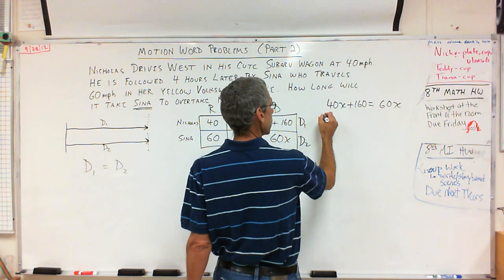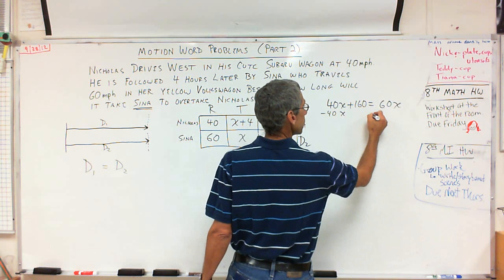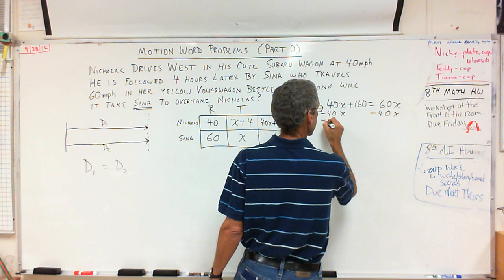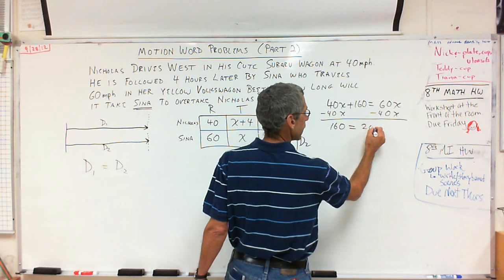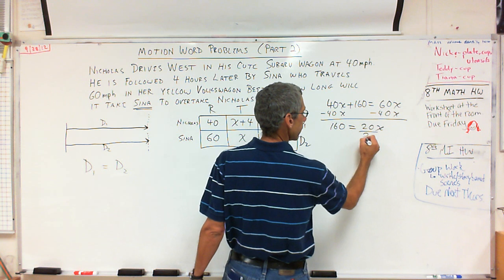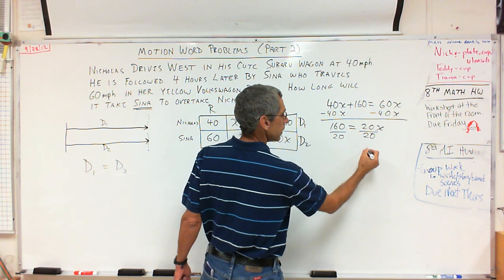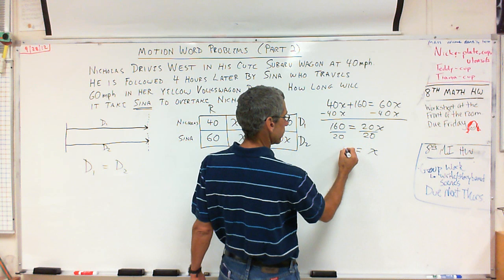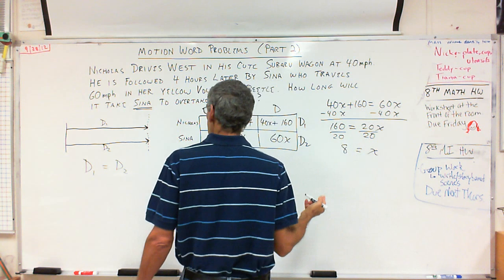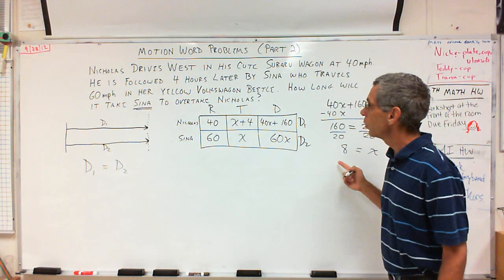All right, I'm going to subtract my 40x. And I've got 160 is equal to 20x. All right, I'm going to divide by 20, divide by 20. x is equal to 8, I believe, right? 8. So that tells me, what are we talking about?